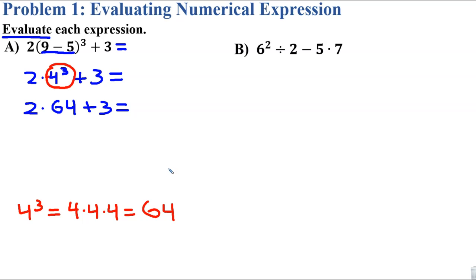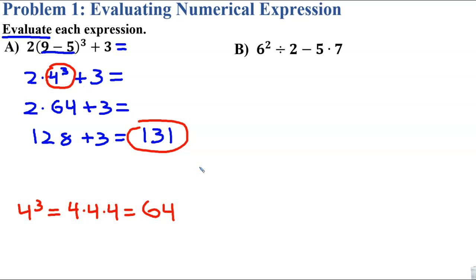So we've got the P done, we've got the E done. Next up is the M and D for multiply and divide. We'll take care of any of that first. I'll do this multiplication first. 2 times 64 is going to give me a 128. And then we'll add, subtract. That's all that's left here. 128 plus 3 is going to give me a final answer of 131. So as far as answers go, when I evaluate this expression, I get a 131 when it's all said and done.